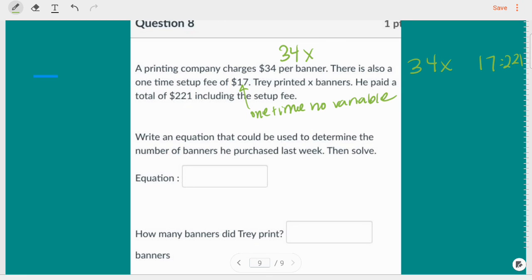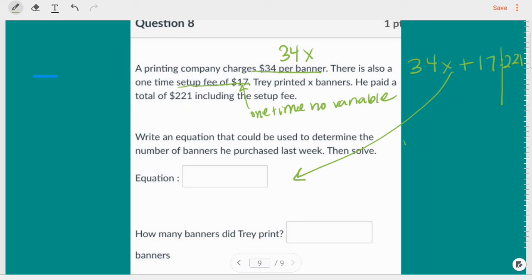I'm going to go back and investigate. So the 221 is how much he has to pay. He pays for the banner and he pays for the setup fee, so he's paying for both of those. So nothing is being taken away, it's all being added. There's my equation. How many banners did they print?